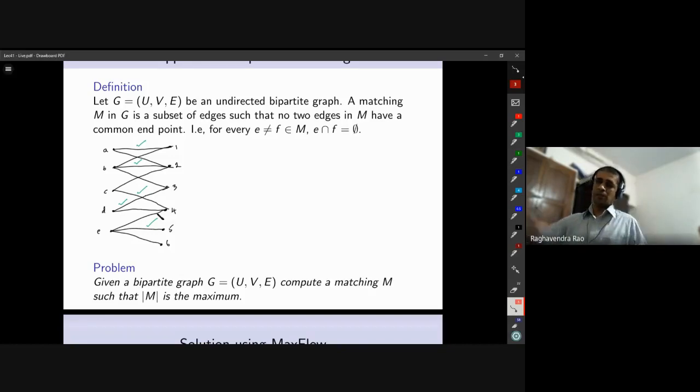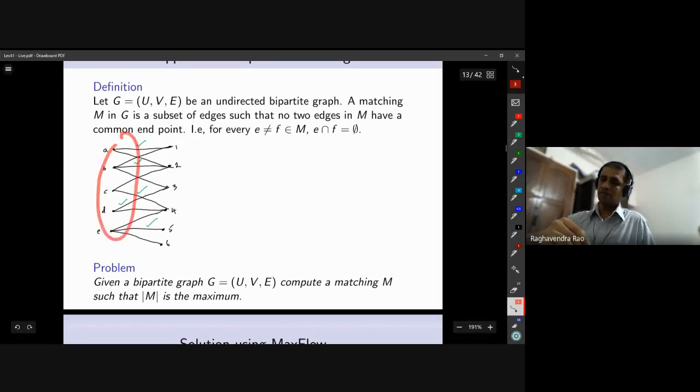So now the problem here is, given a bipartite graph, compute a matching which is the maximum in size, which contains the maximum number of edges. In this case, of course, the maximum possible is 5 because one of the sides has only 5 vertices, and in fact these green ticked edges give us a maximum matching.